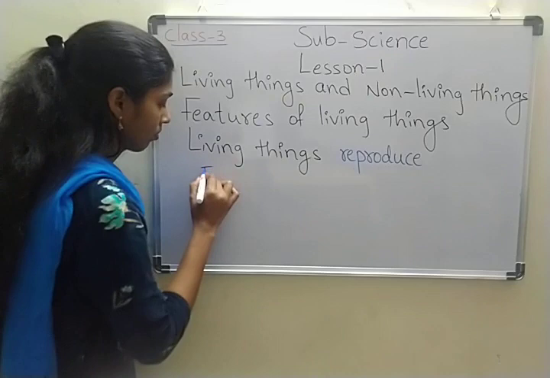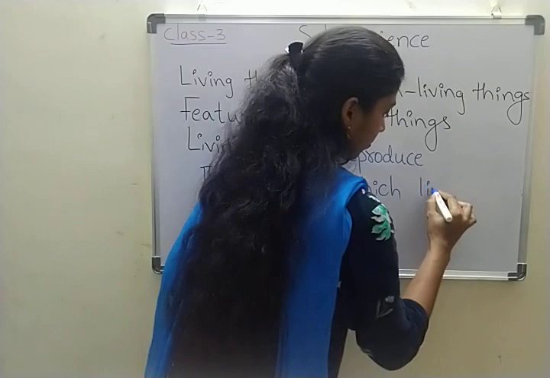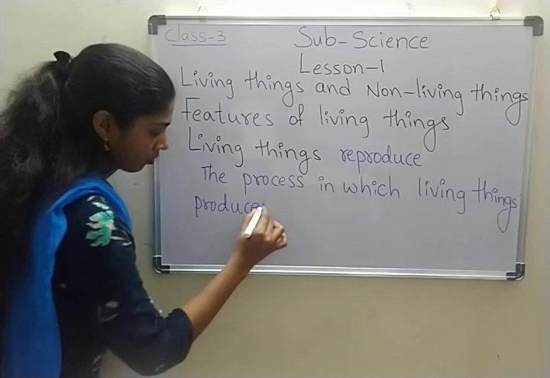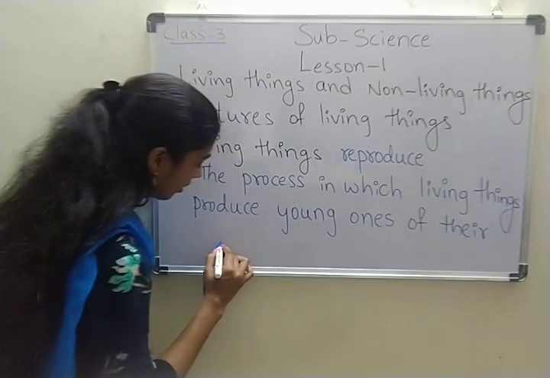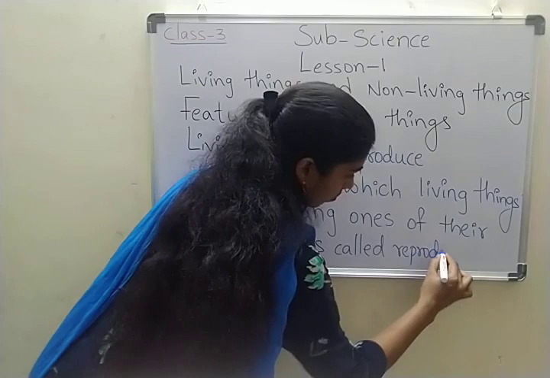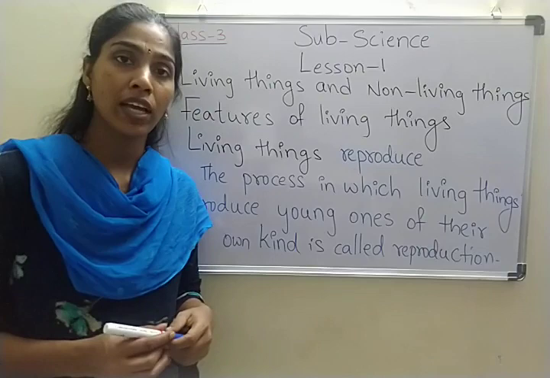The process in which living things produce young ones of their own kind is called reproduction. What is reproduction, children? The process in which living things reproduce young ones of their own kind. Okay, children, all living things can reproduce.